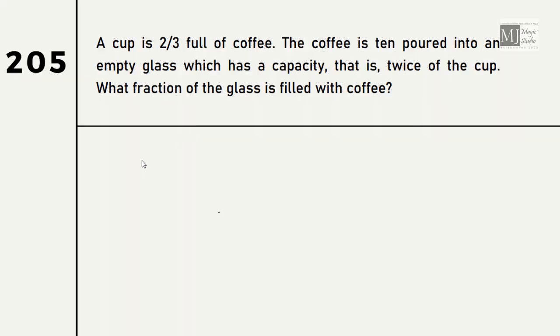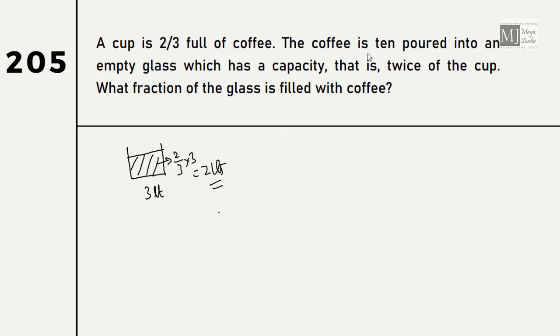A cup is 2/3 full of coffee. So let me make my life easy. Since it is 2/3, let the cup be of 3 liters and it is 2/3 filled up with coffee. That means 2/3 of 3 is 2 liters. I have 2 liters of coffee or liquid with me.